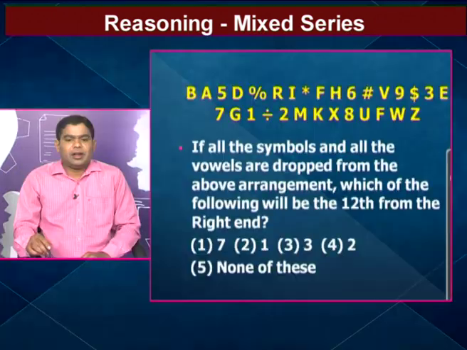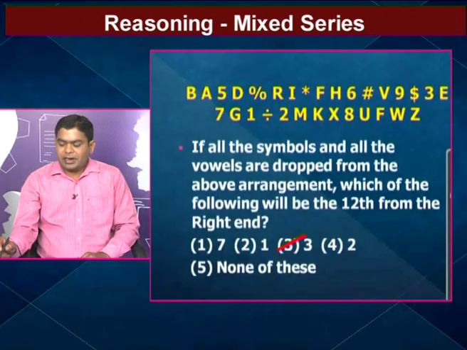If all the symbols and all the vowels are dropped from the above arrangement, which of the following will be the 12th from the right end? According to our rule, dropped means we do not count the given symbols and vowels. After that we count 12th from the right end. In our series, right end means we count from the Z. We drop the symbols as well as vowels. The first one is Z, 1, 2, 3. This one is a vowel, and we do not count the symbol.